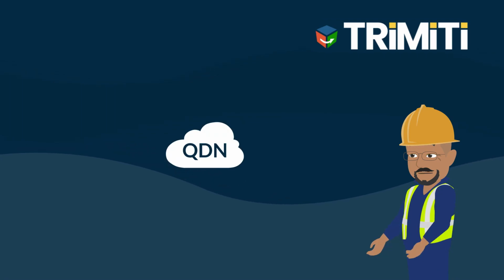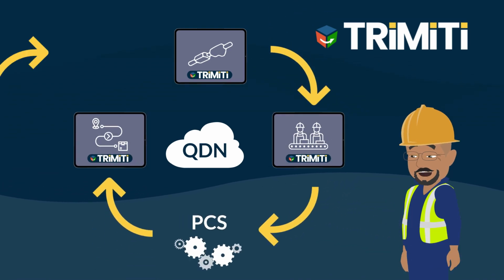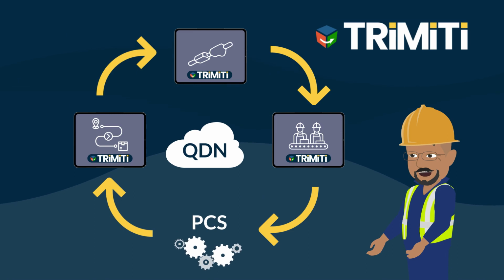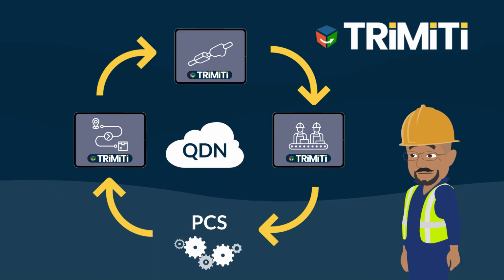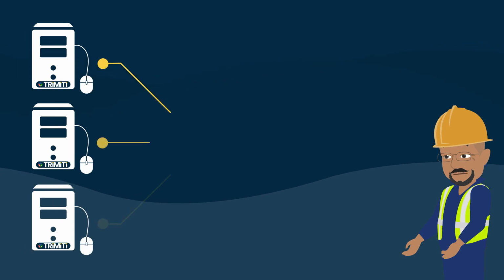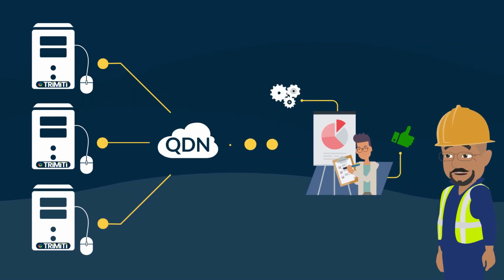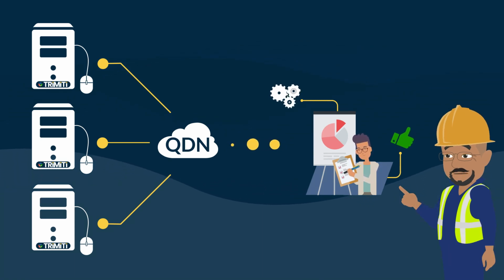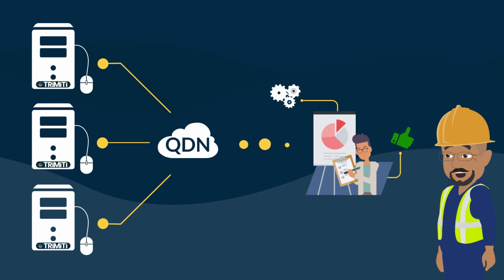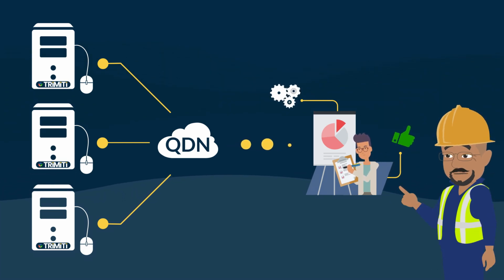With QDN, we facilitate our TRiMiTi systems to talk amongst themselves, as well as enable communication with various semi-automated and automated process control systems. With data at its core, QDN focuses on collecting the data from all the connected workstations and presenting it in a format that can be utilized by planners and controllers to make the processes overall more efficient. Let's take an example we have seen in our previous videos.